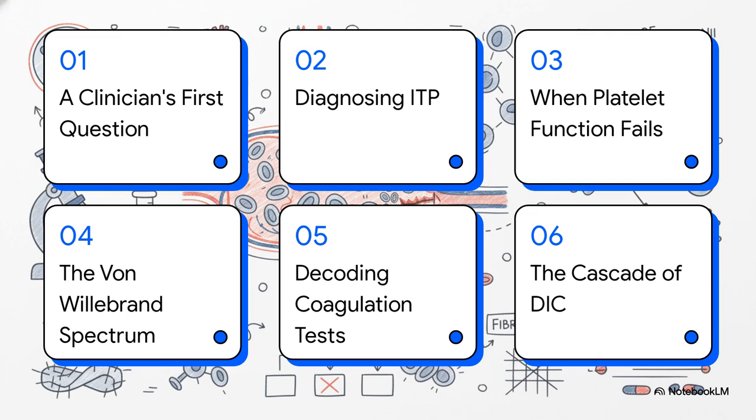Okay, so here's our roadmap for today. We'll kick things off with the most fundamental question a clinician has to ask. Then, we'll work our way through the diagnostic funnel for low platelets. From there, we'll explore what happens when platelets are present but just don't work right. We'll dissect the complexities of von Willebrand disease, learn how to decode coagulation tests, and wrap up by tackling the systemic chaos that is DIC.